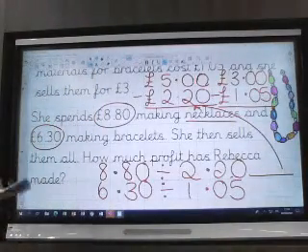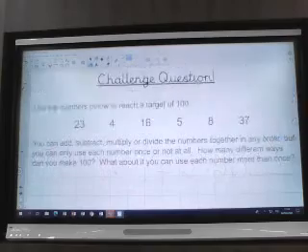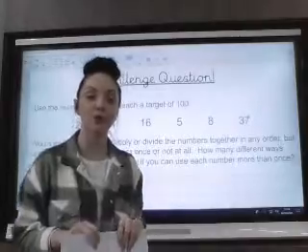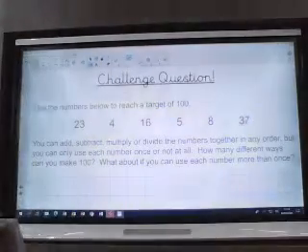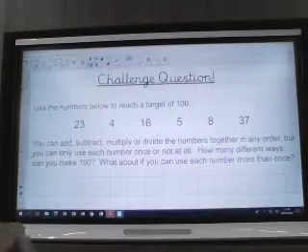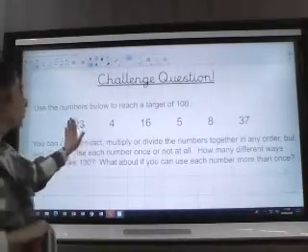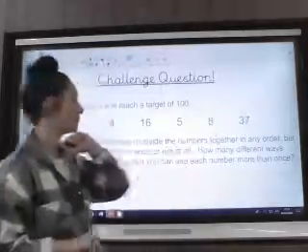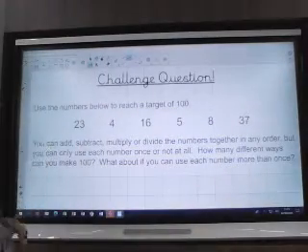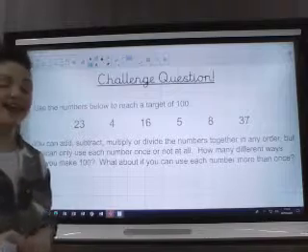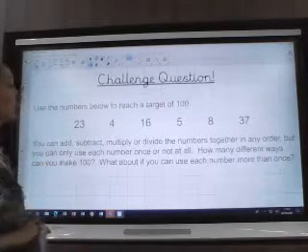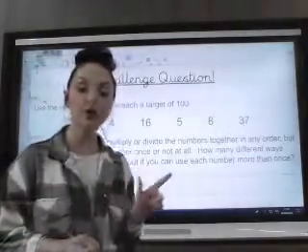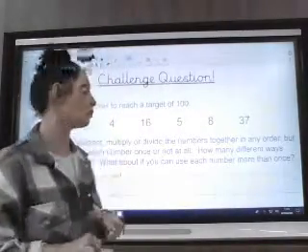Your very last question then on page 17 is your challenge question. And this is a little bit like the countdown challenge that we do sometimes for a starter. So it says use the numbers below to reach a target of 100. So you've been given 23, 4, 16, 5, 8 and 37. Okay. It says you can add, subtract, multiply or divide the numbers together in any order, but you can only use each number once or not at all. So you haven't got to use every single number, but you can only use them once.